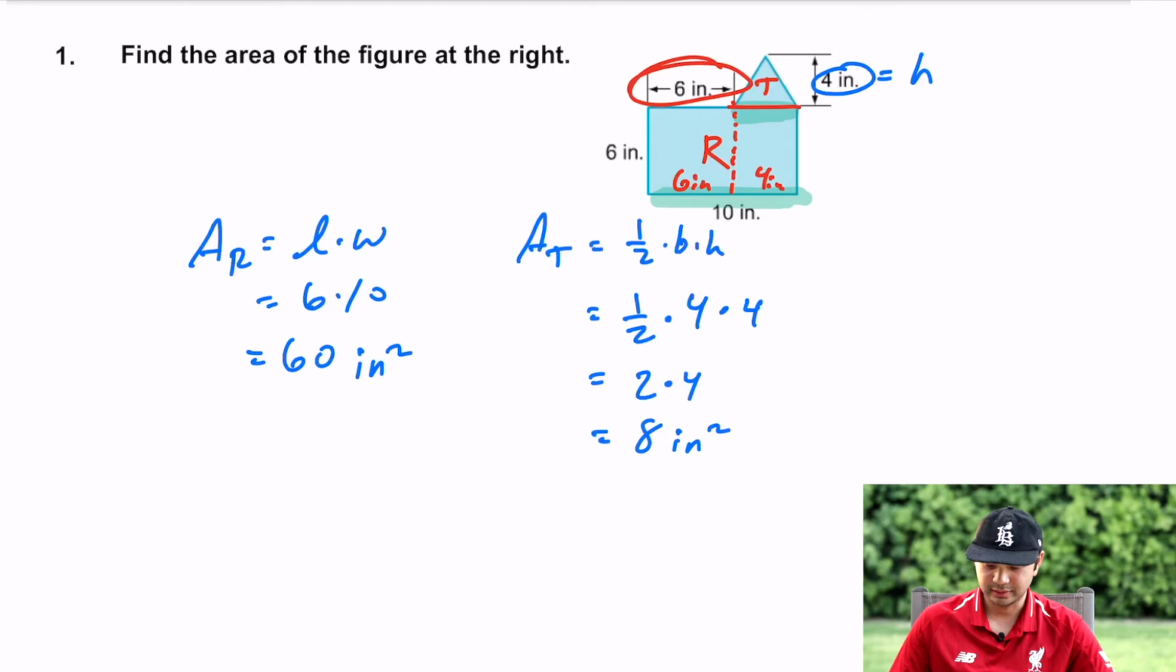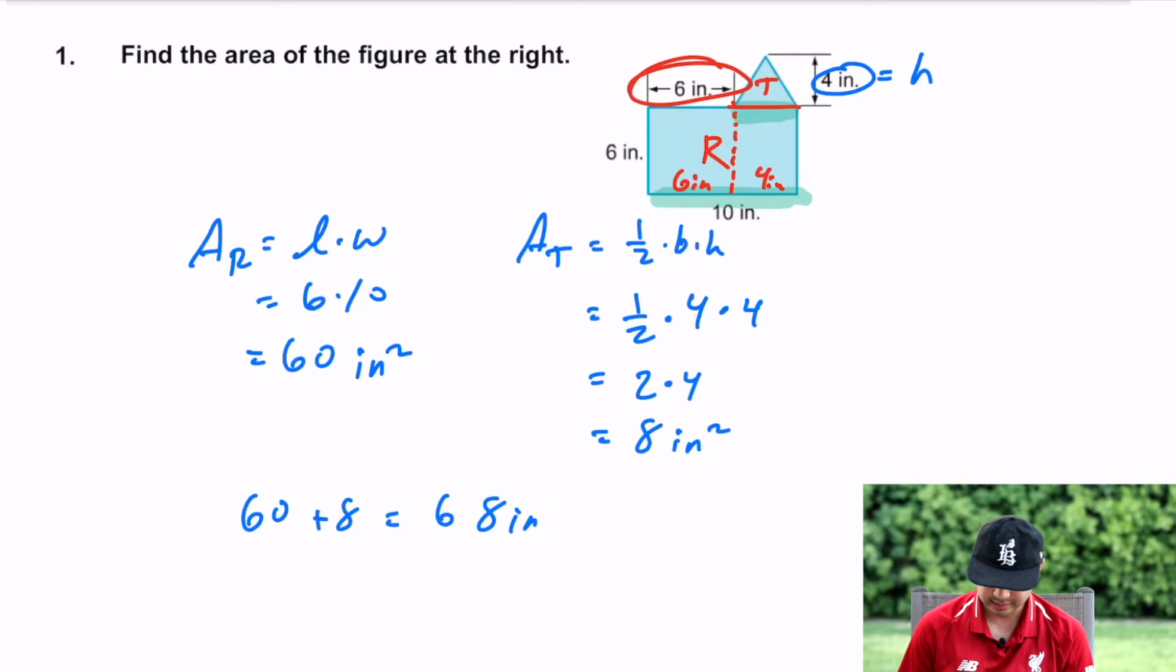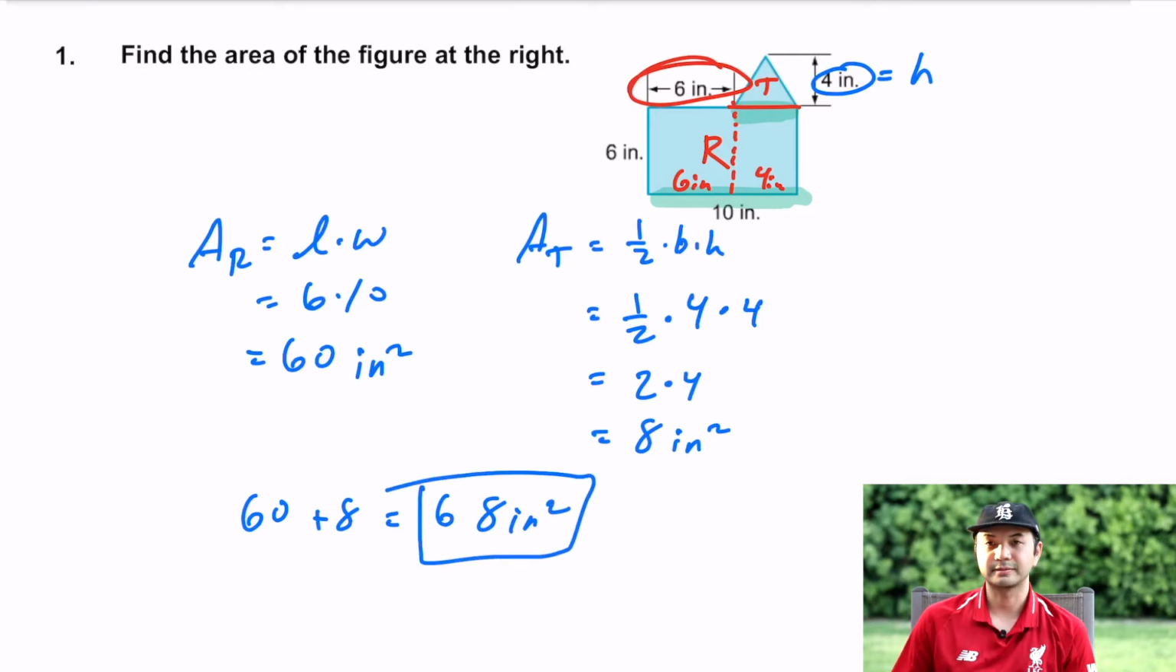Now, remember that you're adding these two together. You're getting the area of the big rectangle and the area of the triangle, and you're adding them together. So you have 60 plus 8, which is going to be 68 square inches. All right, cool. Let's move on.